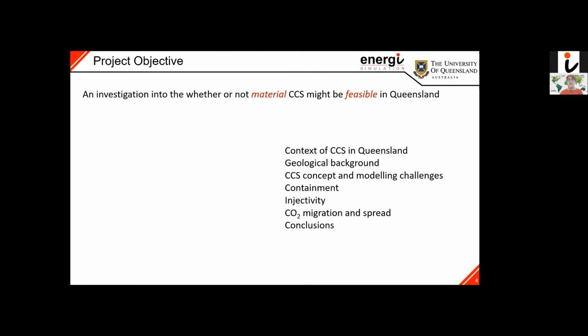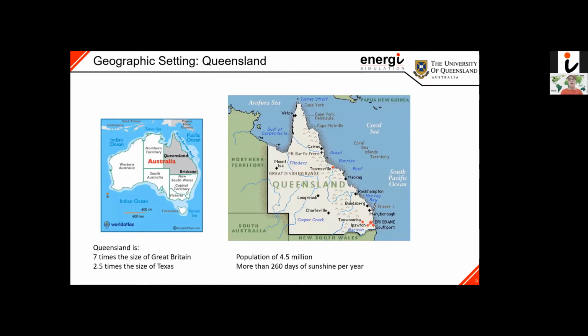Now, this here is the outline of my presentation, and I will be focused on looking at the simulations for containment, injectivity, and the CO2 migration and spread that are all interlinked. Now, let's have a look at where all of this is situated. So Queensland is the second largest state in Australia. We can fit 7 Great Britons in there. For our North American friends, that would be 2.5 Texases. And on the right, with a bit more detail, here's sort of where we lived in Brisbane.